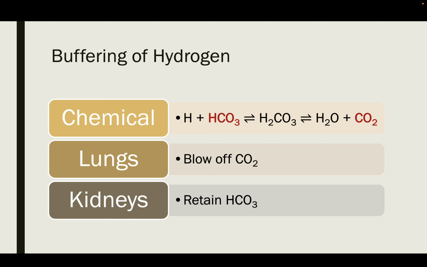So in our lungs, we're buffering this acid with our lungs, and we can blow off carbon dioxide, right? We can also retain carbon dioxide. Same thing with our kidneys. We can either retain bicarbonate, or your kidneys can excrete bicarbonate.